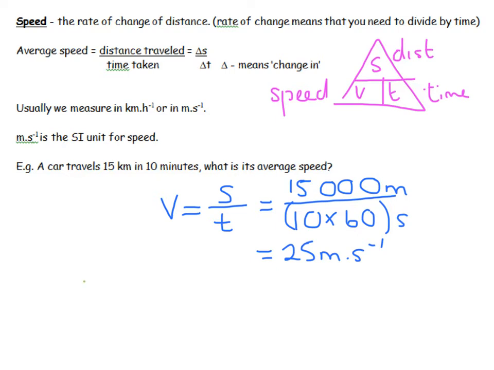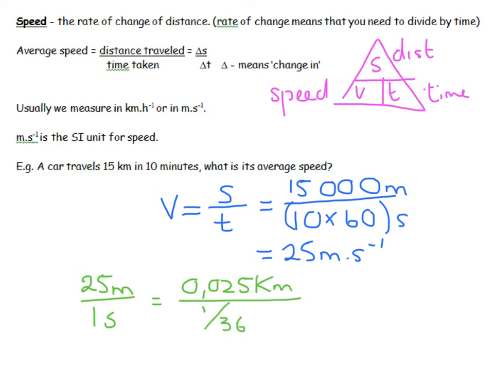Let's remind ourselves and convert that into kilometers per hour. So I'm going to land up with 25 meters per 1 second is equal to 0,025 kilometers per 1/3600th of an hour. And I land up with 90 kilometers per hour.